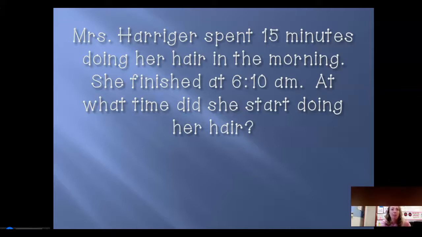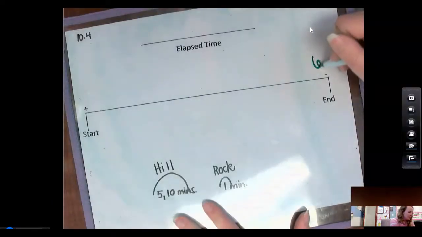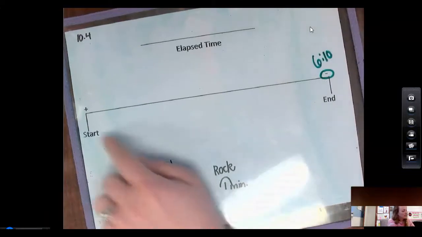Mrs. Harriger spent 15 minutes doing her hair in the morning. She finished at 6:10. At what time did she start doing her hair? So she said she finished at 6:10. So what does that mean? It means that I know an end time, okay? So if I finished at 6:10, we have to set up our charts. We have a minus here. We're going to be minusing. We're going to be finding that start time.